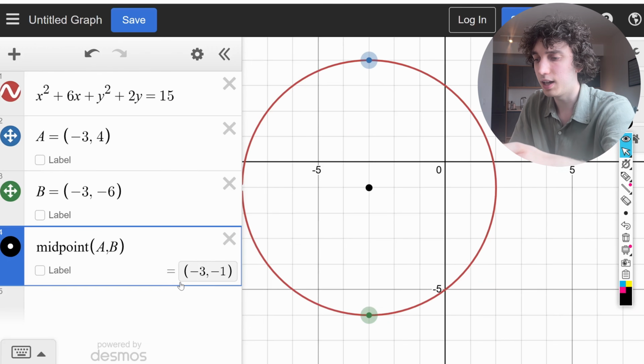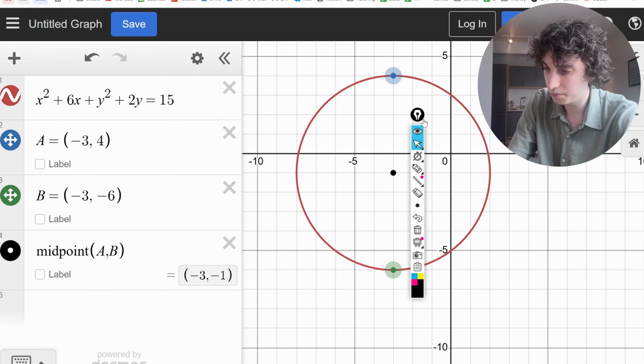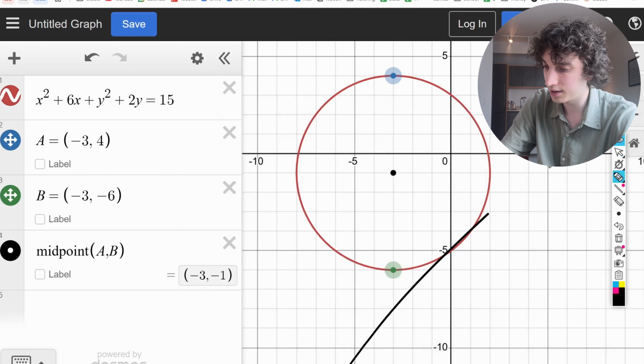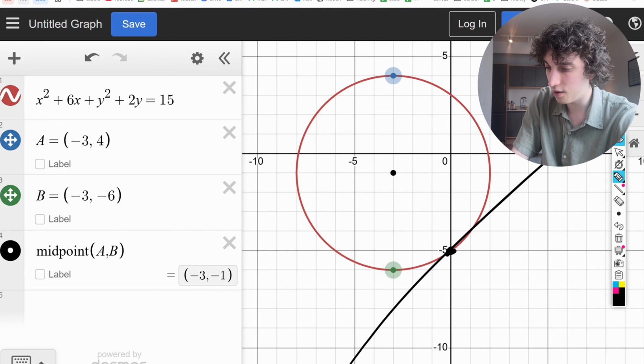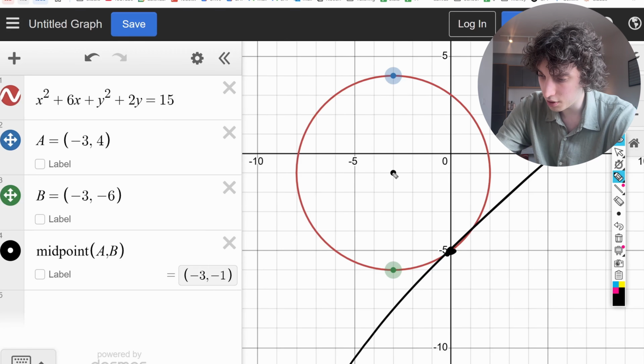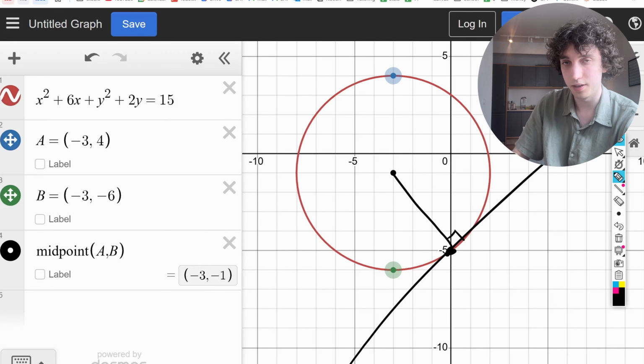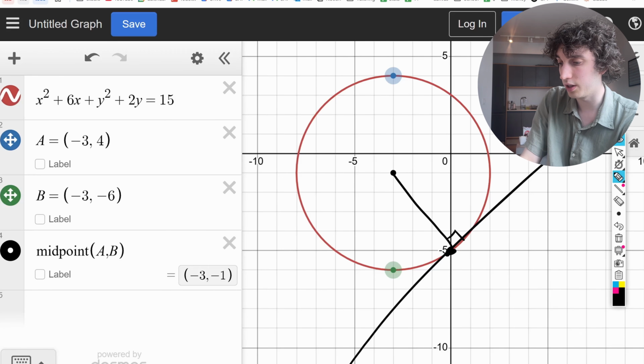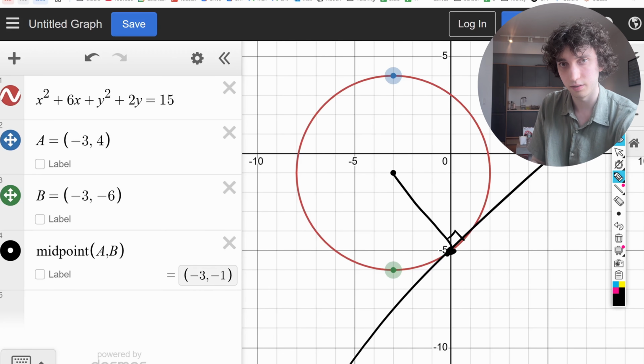So when we have a line that is tangent to the circle, basically what that means is that the line touches the circle, but only at one specific point. And this line has to be perpendicular to the radius. There's no other way that we can draw a line that only touches the circle at one point and have it not be perpendicular to the radius.